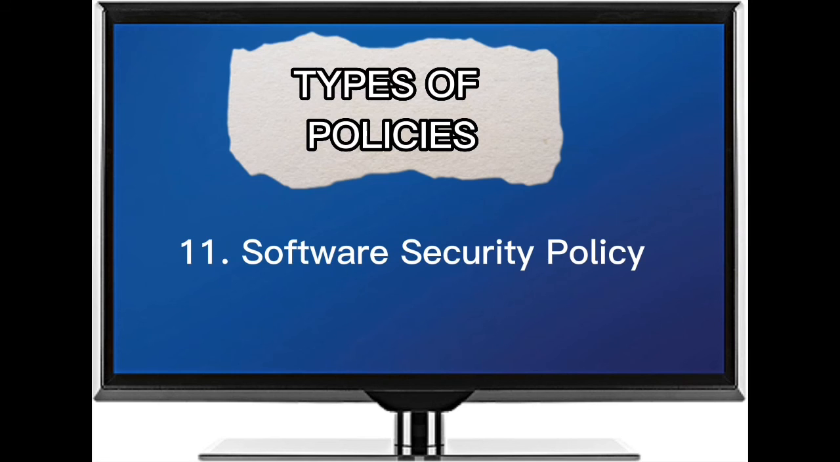Software security policy. This policy has to do with the software installed on the user's computer and what they should have. Some of the key points of this policy are: software of the company should not be given to third parties. Only the whitelist of software should be allowed. No other software should be installed on the computer, and pirated software should not be allowed.